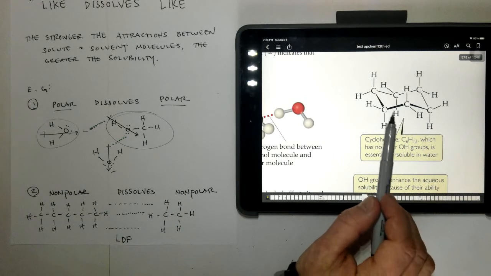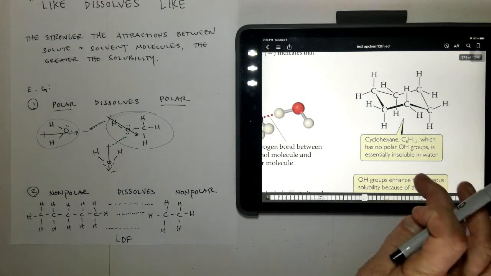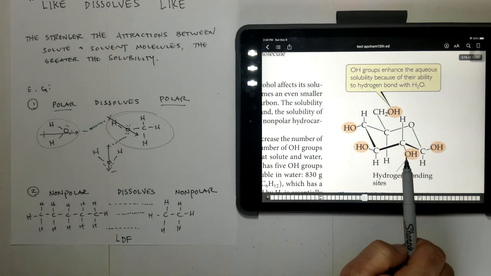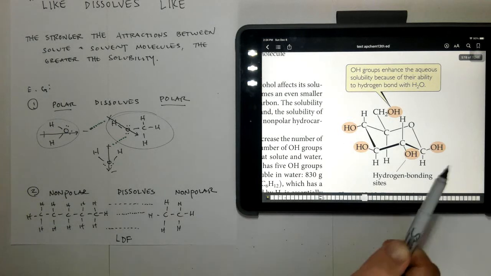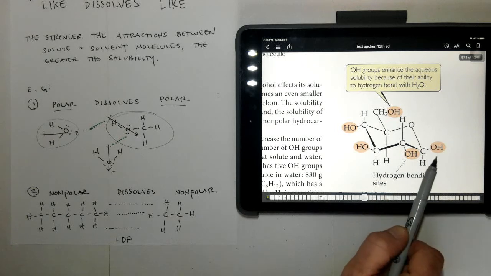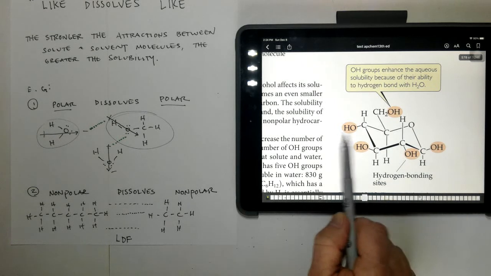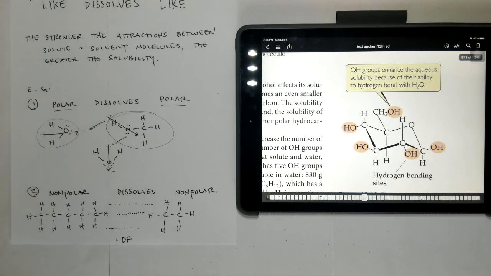So this nonpolar substance would probably dissolve in something like this, because this is also nonpolar and it would only have dispersion forces. Now, to make something like this soluble, you'd probably want to replace a whole bunch of the H's with OH groups. And then when you have lots of those, now you have hydrogen bonding that could take place at every one of these spots right here, and then it would be attracted to something like water.